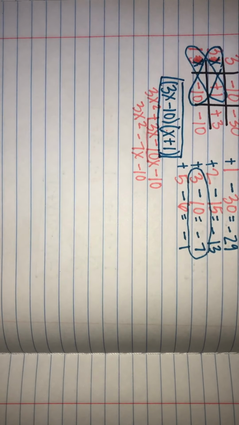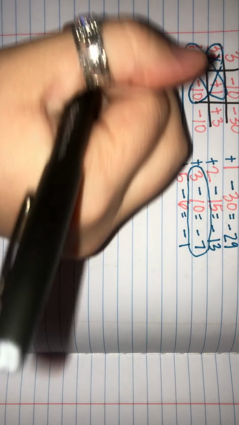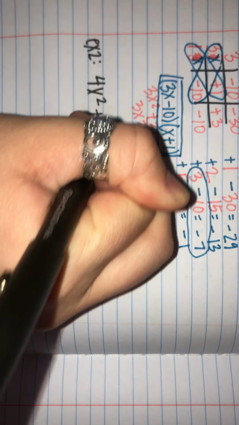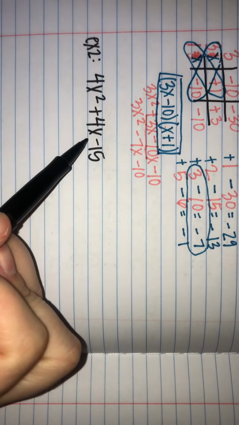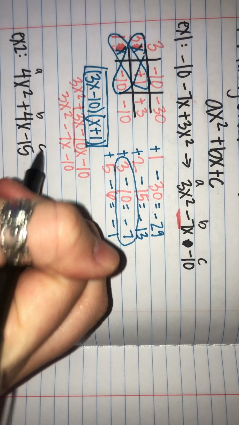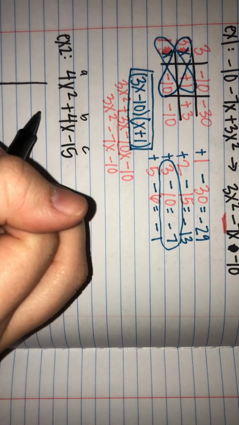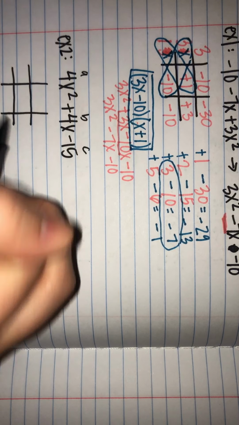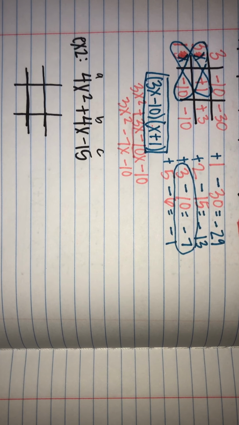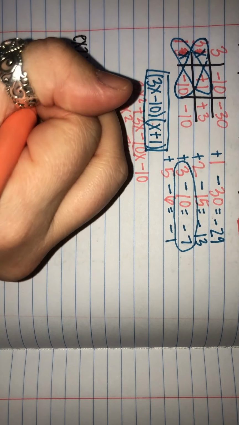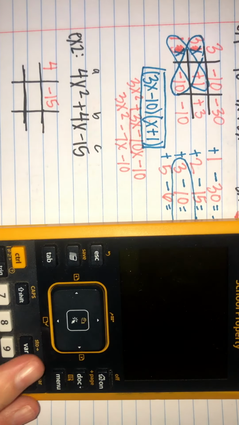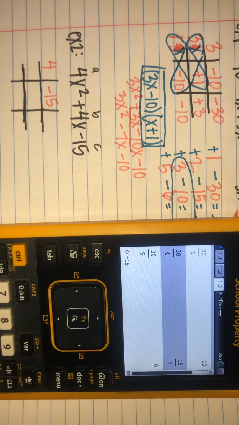Example 2. 4x squared plus 4x minus 15. Is that written in standard form? Yes. This is A, B, and C. So I can list in my tic-tac-toe square. Feel free to pause the video and try to do this on your own and then come back and check your work. I would put A in this square, C in this square, and then I'm multiplying them for the last square.